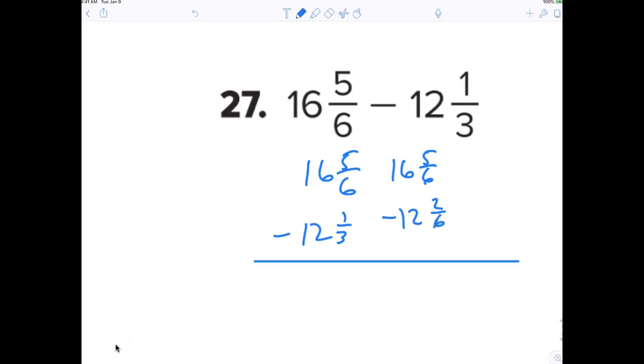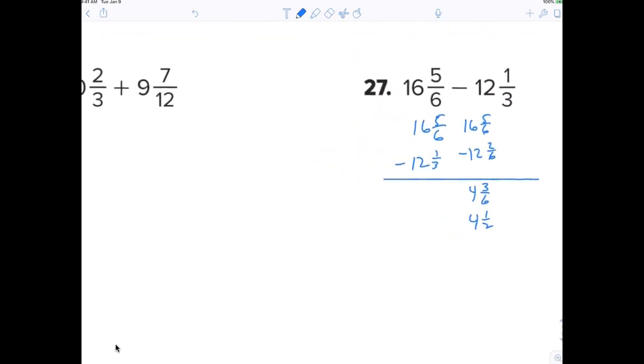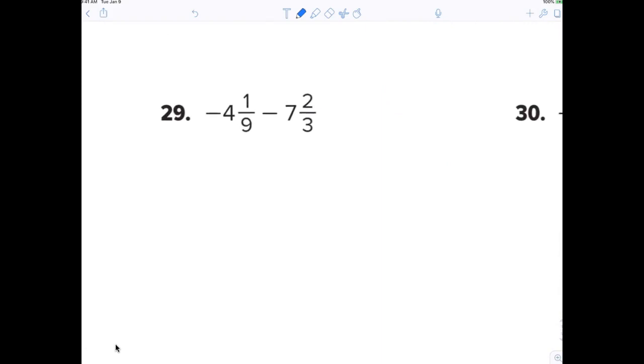And so what is this going to be? Which is the same as? Yes. Come on, guys. Everybody happy with that? Yeah, because you had to reduce. Right? It's not a big deal. All right, let's find 29.